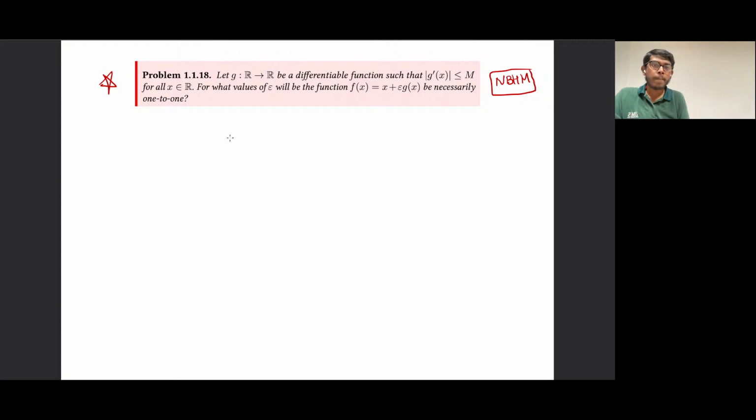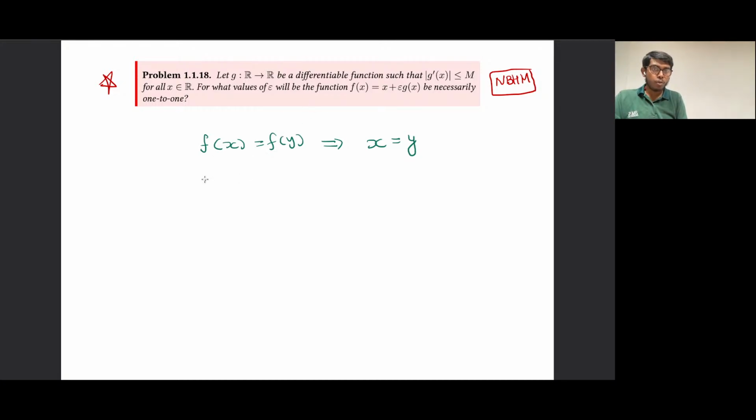See, what is given? g is a differentiable function such that the derivative of g is bounded. Then for what values of epsilon is this function one to one? One to one means what? f of x equals f of y will imply x equals y. This is the meaning of the function being one to one.